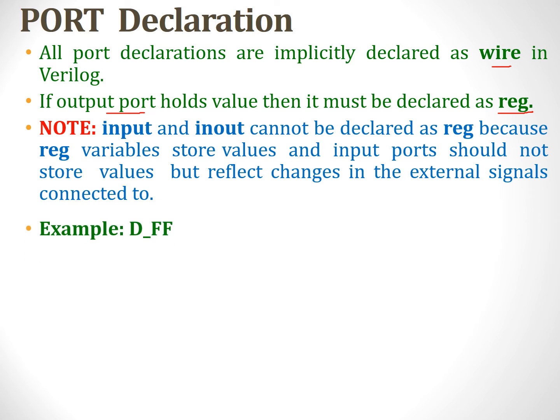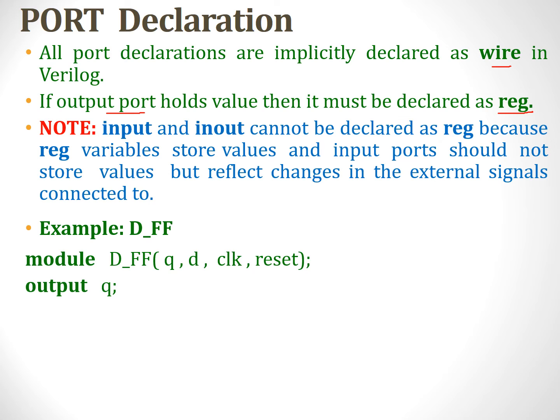So let's take an example of a D flip-flop. We know that the D flip-flop has D as the input, clock and reset as the input, Q as the output. So when we declare output Q, then we declare all the inputs in the port list. So D, clock and reset are the inputs. All are 1 bit, so I have not used any vector declaration for either the input or the output. Now as stated, we end the module.